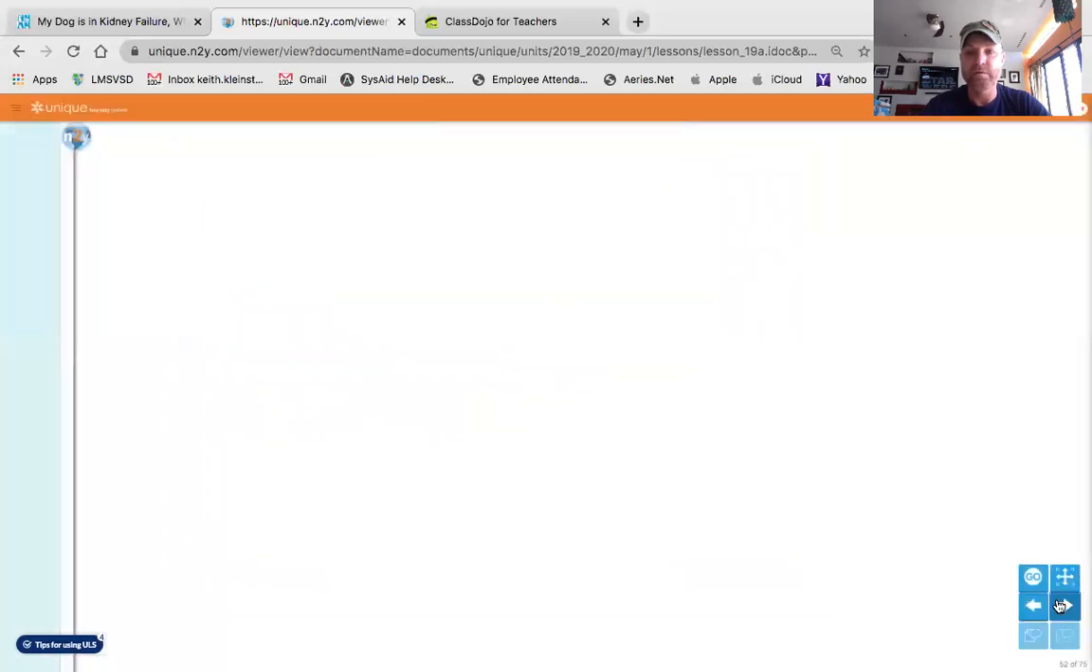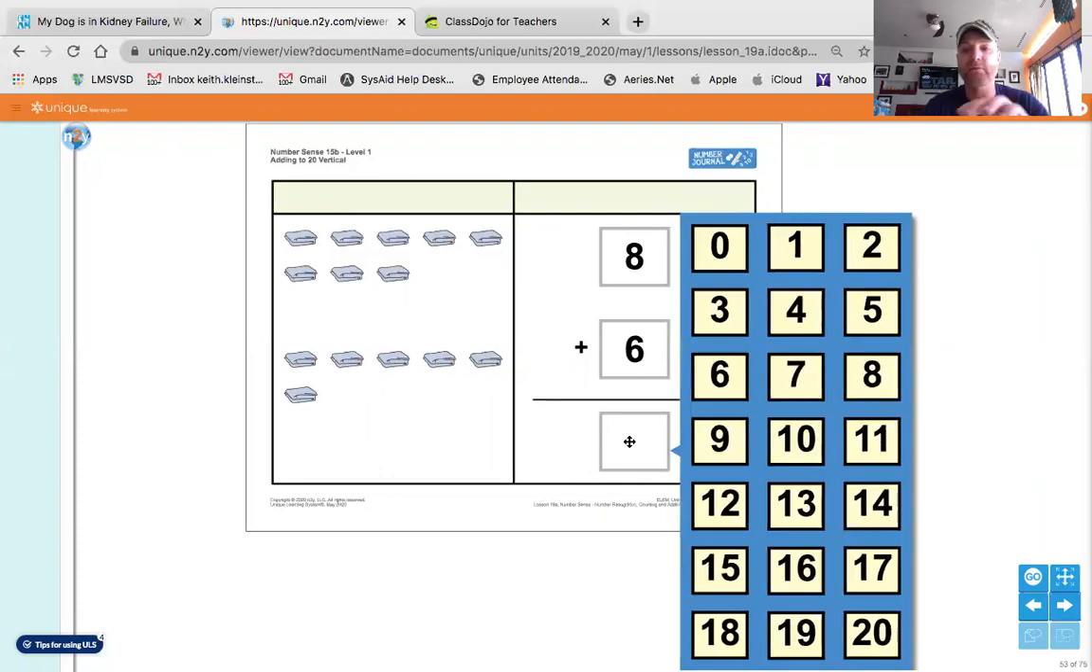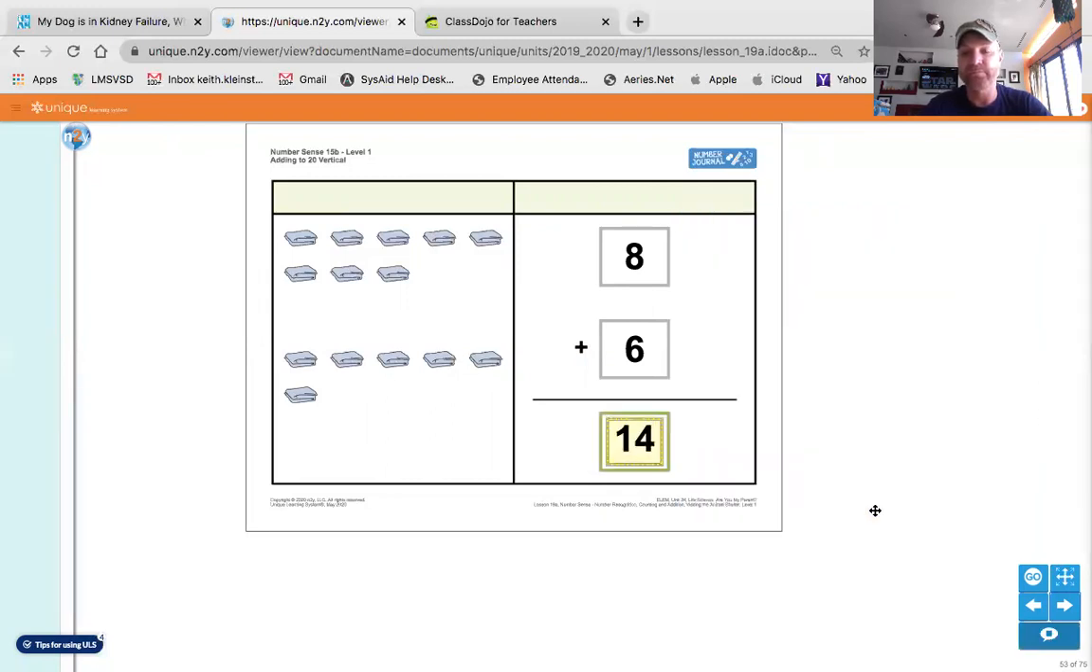Okay. You see how each is the same problem, but each problem has a little bit more support. This is one we want. 8 plus 6. 8 towels plus 6 towels. Start at 8. 9, 10, 11, 12, 13, 14. If your child's having trouble counting on, you can start at the beginning with 1. But we try to teach them the count on strategy.